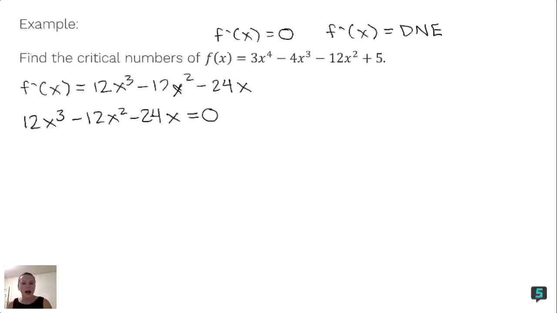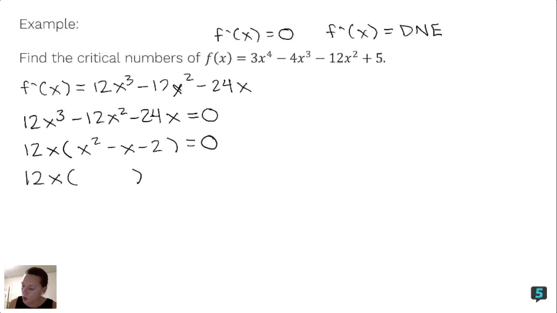All right, let's solve this. First thing we want to look for is a greatest common factor. What would my greatest common factor be of this derivative? Perfect, Madeline. We've got 12x that we're going to factor out front, and we're going to be left with x squared minus x minus 2 equals 0. We can take this one step further, and we're going to have 12x times the quantity x minus 2 times the quantity x plus 1 equals 0.